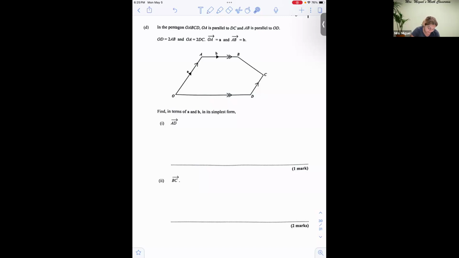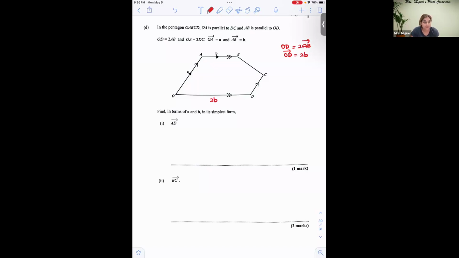O, A, B, C, D. OA is parallel to CD, right? And OD is 2 times AB. Now, as I am reading the question, I want to put in the information that is given. AB is given the vector B. So therefore, OD is equal to 2AB. So OD is really 2B. So I just want to write that.